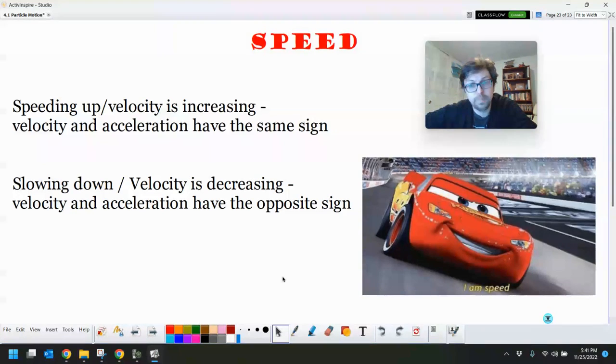That is the end of our video on talking about speed. So a reminder that speed is just the absolute value of velocity. The trickier part about speed is the speeding up or slowing down. You have to take a look at the signs of both velocity and acceleration. If they have the same sign, then we are speeding up. If velocity and acceleration have different signs, then we are slowing down. Speed being the absolute value of velocity.